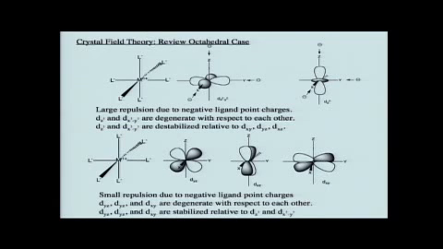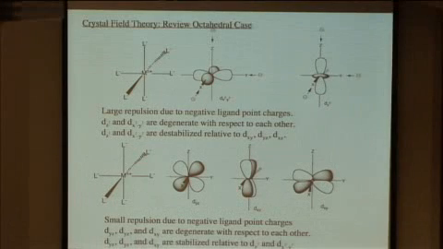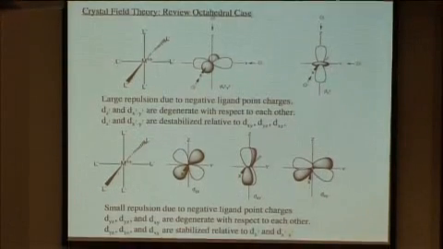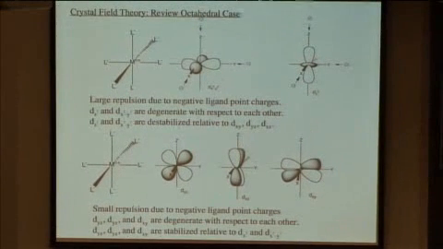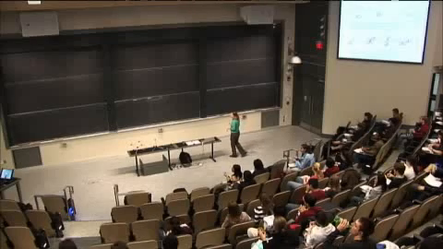And we talked about the fact that dx squared minus y squared and dz squared both experience large repulsions. They're both degenerate in energy. They go up in energy, whereas these three d orbitals have smaller repulsion, and they're also degenerate with respect to each other, and they're stabilized compared to these guys up here. So you can try to hold those up and convince yourself that that's true for the octahedral case.